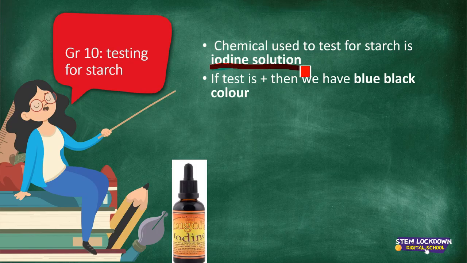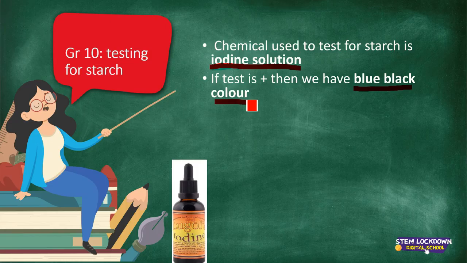Iodine solution. Right. So the chemical that is used to test for starch is iodine solution, and we know that if the test is positive, or if the liquid or the solid that you are testing has starch, the color will change to blue black. Right, so that's very important. That is something that you need to note as you continue with photosynthesis, because the starch test is very important in testing whether photosynthesis has taken place in a particular plant or leaf.